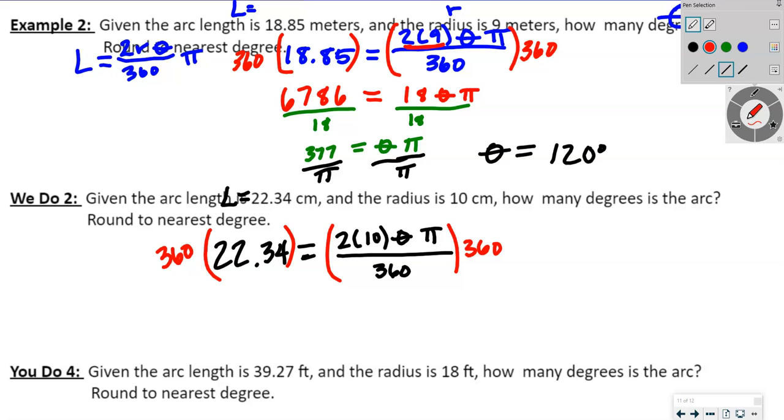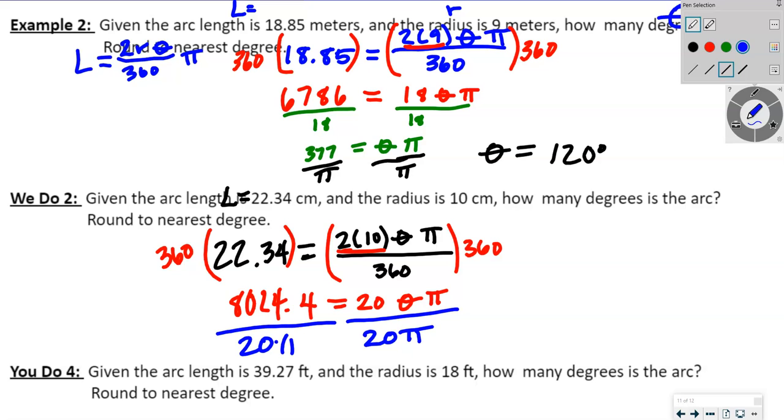So when we do that, I got 8,024.4. And I'm going to simplify this. So that's going to be 20 times theta times pi. So once again, everybody listen, you could divide by 20 pi. You can do this in your calculator. Take that 8024, which should be in your calculator right now, and divide this by 20 pi, okay? And so then that would give you that theta was equal to 128 degrees, okay?